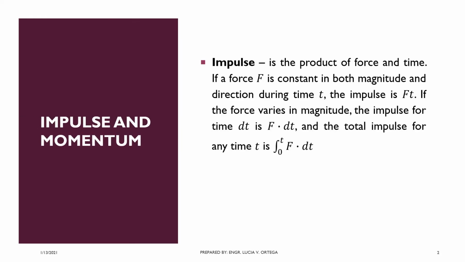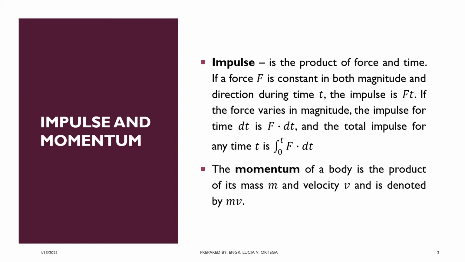Impulse is the product of the force and time. If a force F is constant in both magnitude and direction during time t, the impulse is force times time. If the force varies in magnitude, the impulse for time dt is force times differential time dt. The total impulse for any time t is the integral of F dt, the limits being 0 to t. The momentum of a body is the product of its mass and velocity v, and is denoted by m times v.